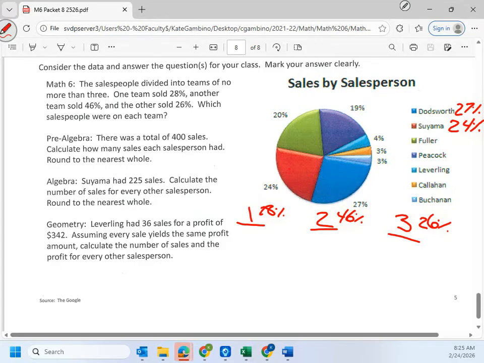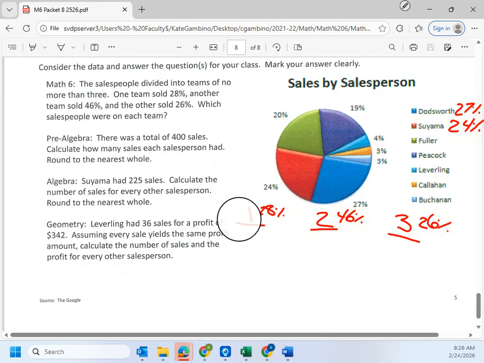Sometimes you do some guessing and checking. You might find one team works, but then you can't get the other 2 teams to work, so you gotta start over. Okay, adding together their percentages to equal 28%, 46%, and 26%.